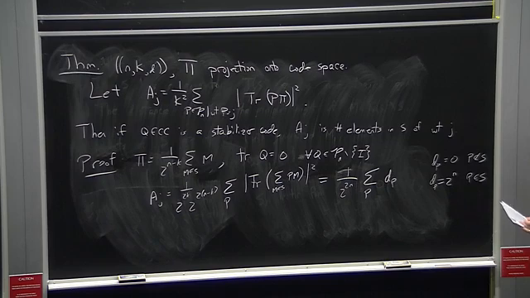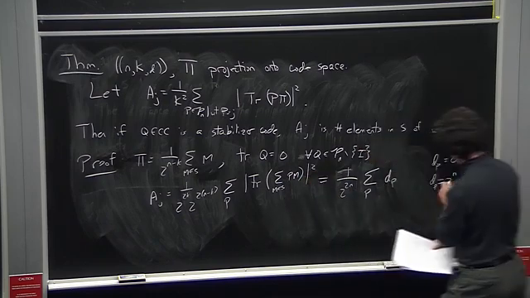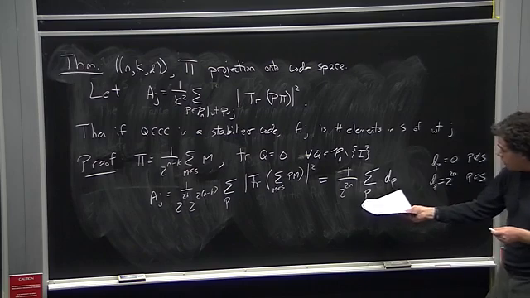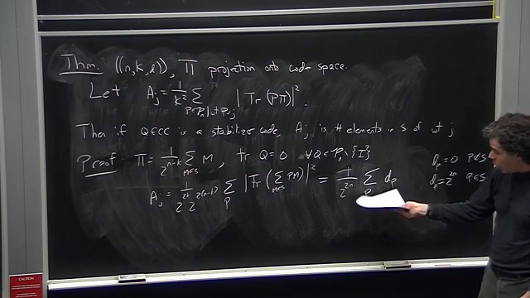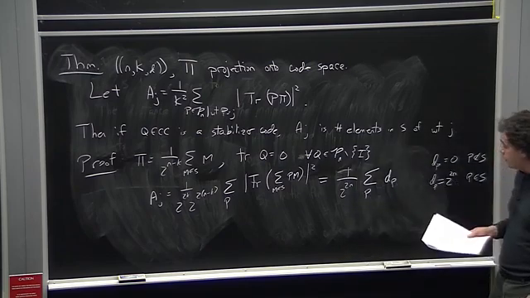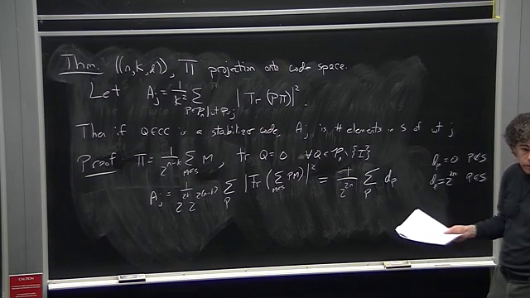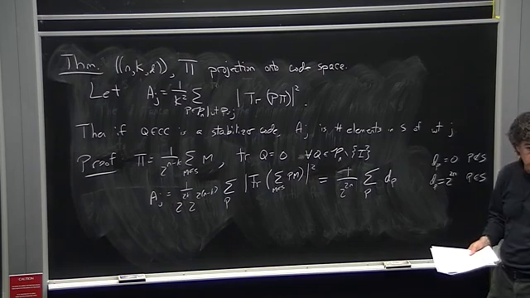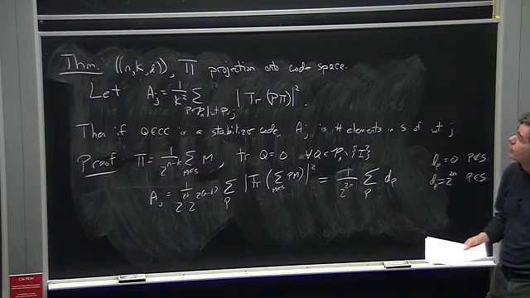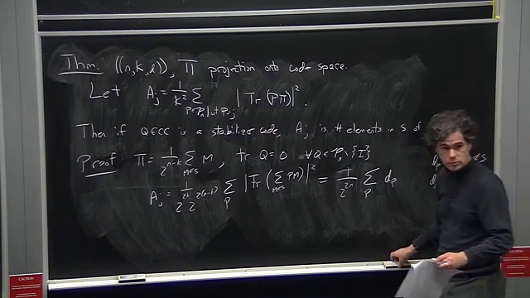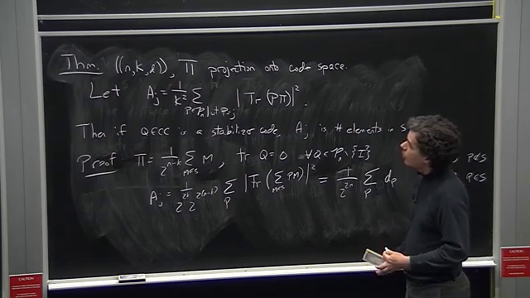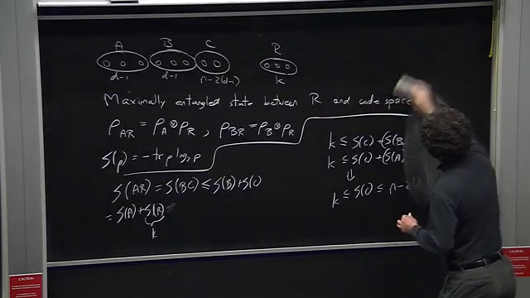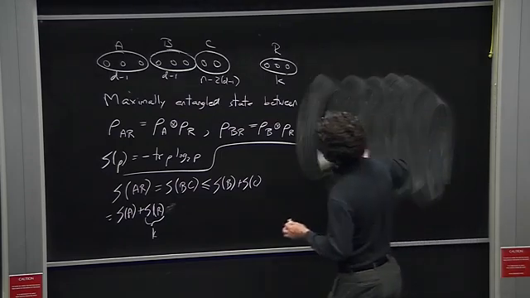Sorry, the trace is 2 to the n, and then we square it. So it's 2 to the 2n. And so what this is saying is that this sum is giving us 1 whenever P is in the stabilizer, and 0 otherwise. And so we just get the number of elements in the stabilizer. Okay, so that was the generalization of the number of elements in the stabilizer. And now let's do it for the normalizer.